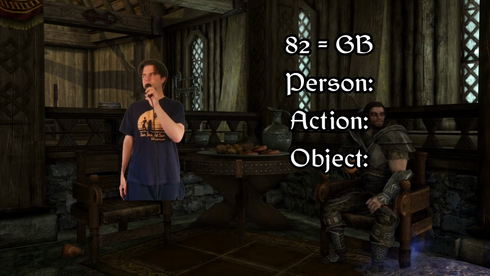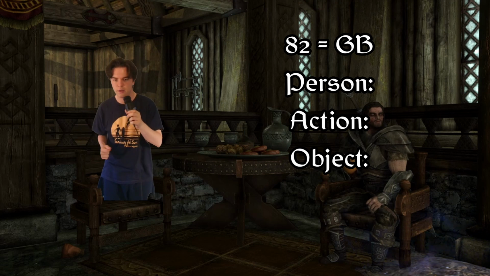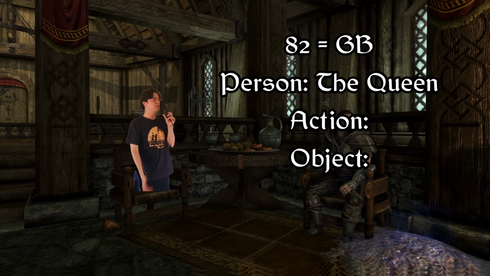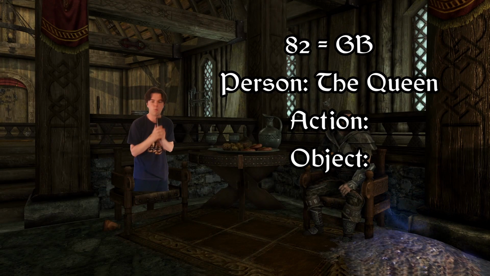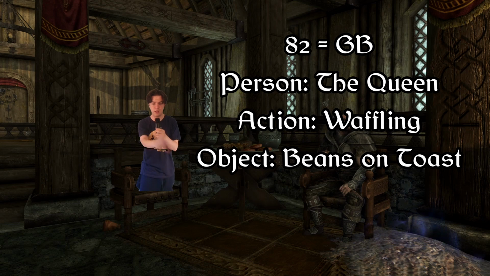How about 82, GB? Oh, GB, that's immediately Great Britain. Who do I think of? The Queen. She's British, okay? What do British people do? They waffle, right? They're waffling about. The Queen waffling beans on toast. 82 GB, Queen waffling beans on toast. Boom, there we go. Do that for all of them, okay?